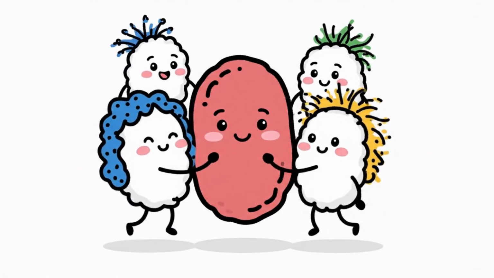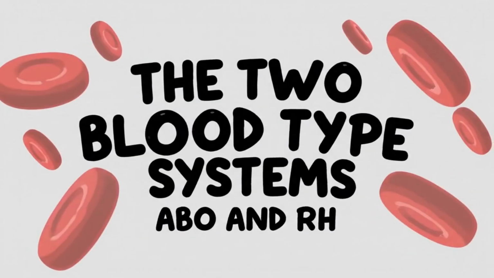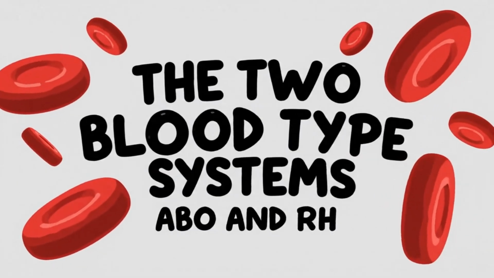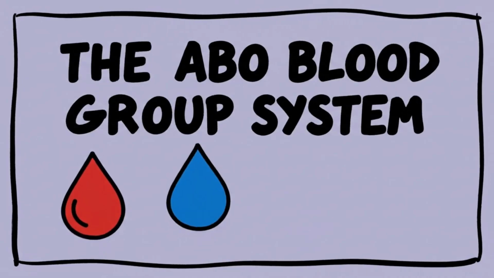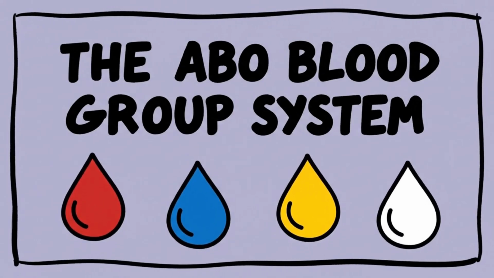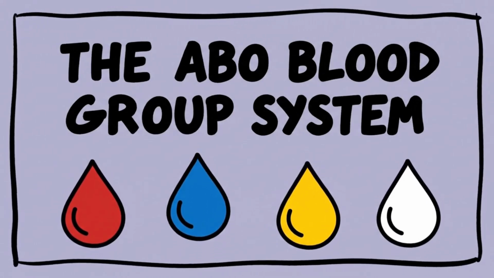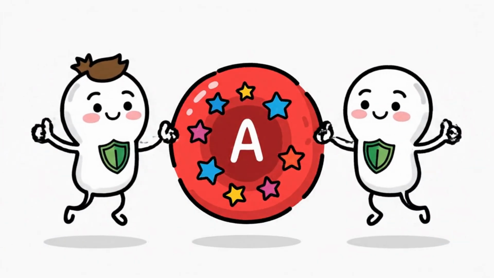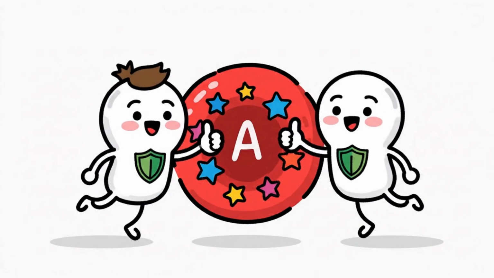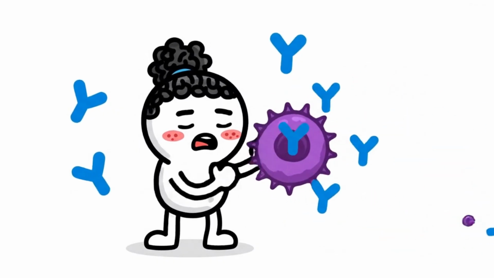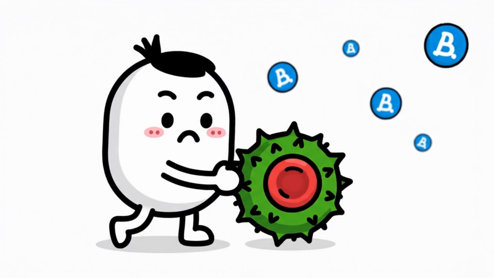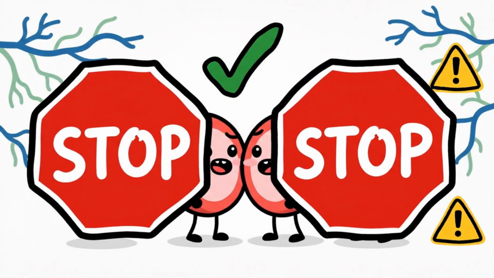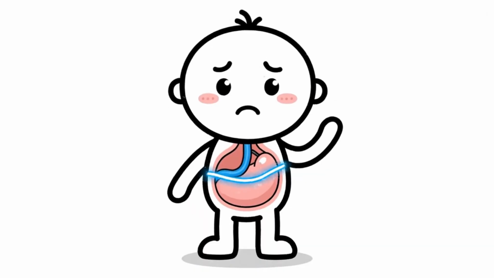There are two main systems used to classify blood. The first is the ABO blood group system. The second is the Rh factor. Together, these determine your full blood type. In the ABO system, there are 4 primary blood types: A, B, AB, and O. Each one is defined by which antigens are present on red blood cells. Type A blood has A antigens on the surface of red blood cells. Because of this, people with type A blood naturally produce antibodies against B antigens. That means they cannot safely receive type B or type AB blood without triggering an immune reaction.